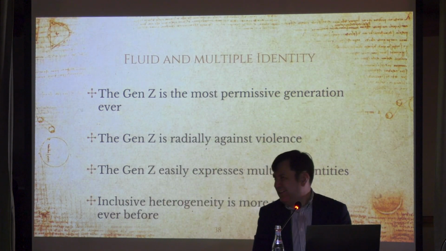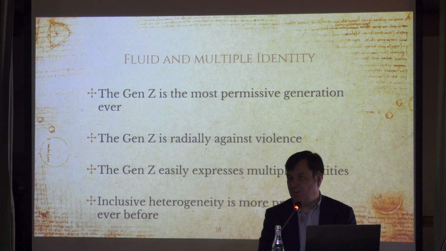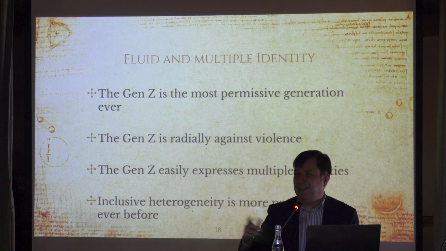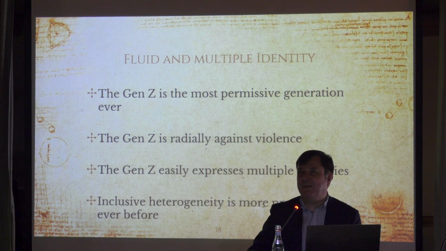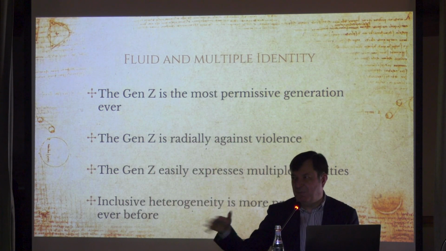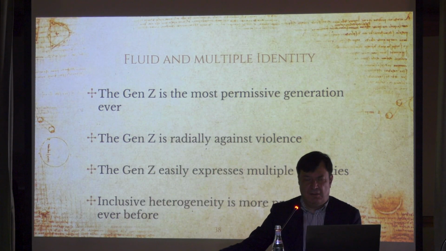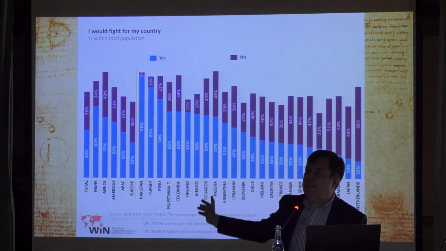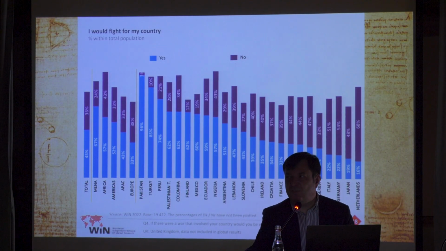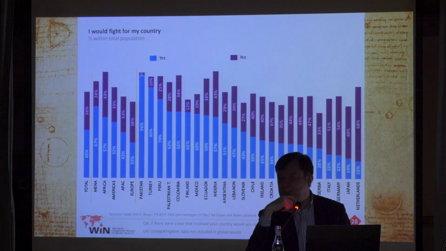And finally, I would like to say, why is this all important? It's because Gen Z shows all these elements much more than any previous generation. It is the most permissive generation, and being the most permissive means that they don't have problems. Other people also had triple identities, but they wouldn't say it. Members of Generation Z would say it without problem. They don't have a problem to say, I am American, I am Oregonian, I am this and that. They are really against violence. They easily express those identities because Netflix produces these multiple identities, among other things. And they are described as a generation having inclusive heterogeneity, which is more present than ever before. And of course, the most obvious case is when you ask Gen Z people, would you fight for your country? In Europe, most of them say no, most notoriously in Germany, Italy, and some other countries. Not in Sweden, for instance.